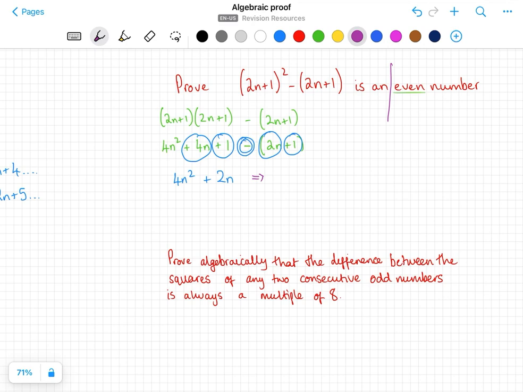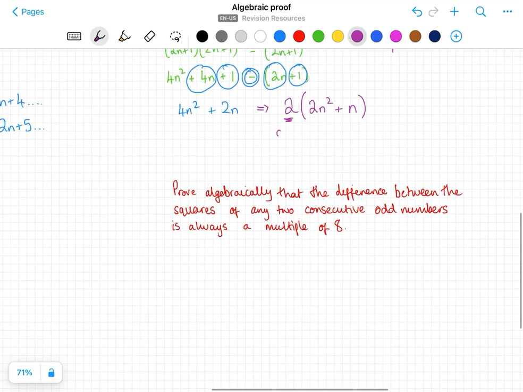Now we know an even number is always a multiple of 2, so we can take 2 out as a factor and then factorise 2n squared plus 1n. So at this point it doesn't matter what goes in the brackets, because 2 is a factor, it is therefore even.